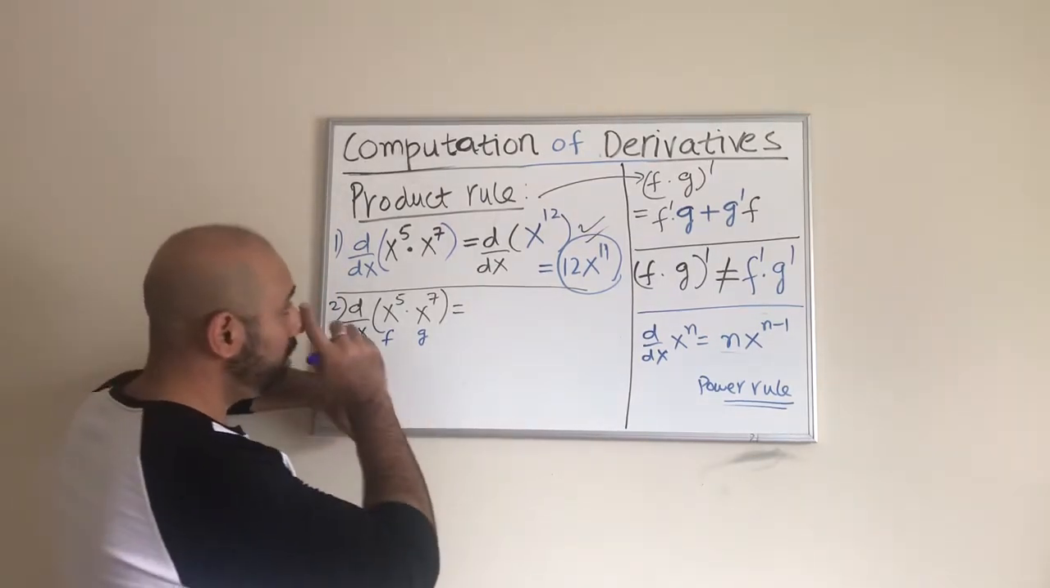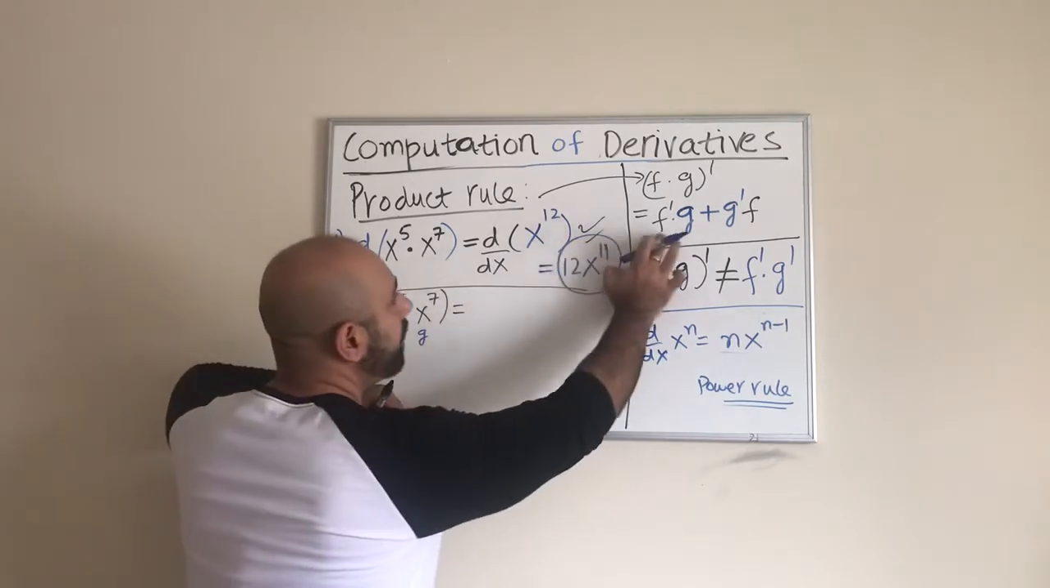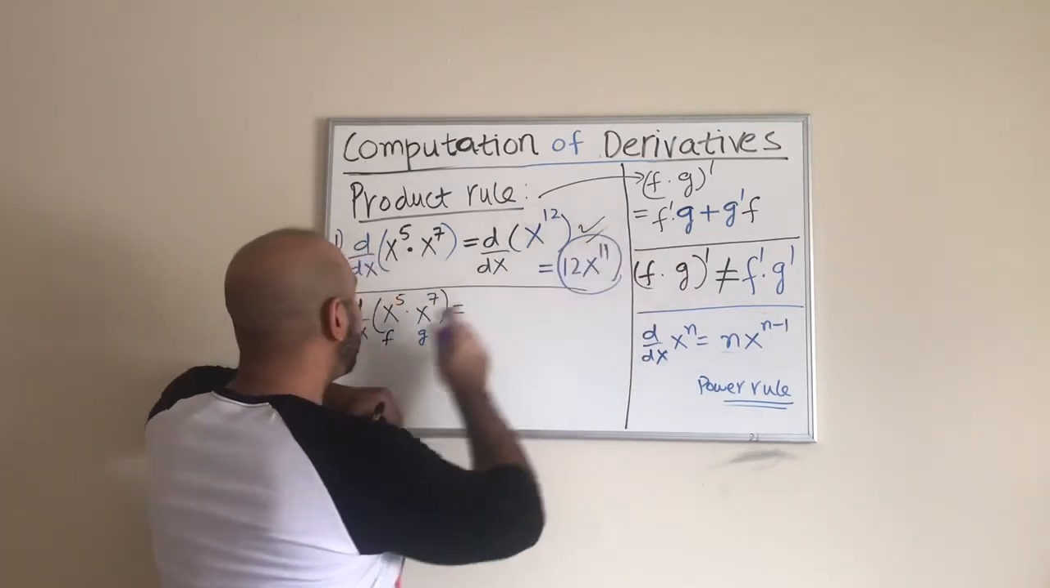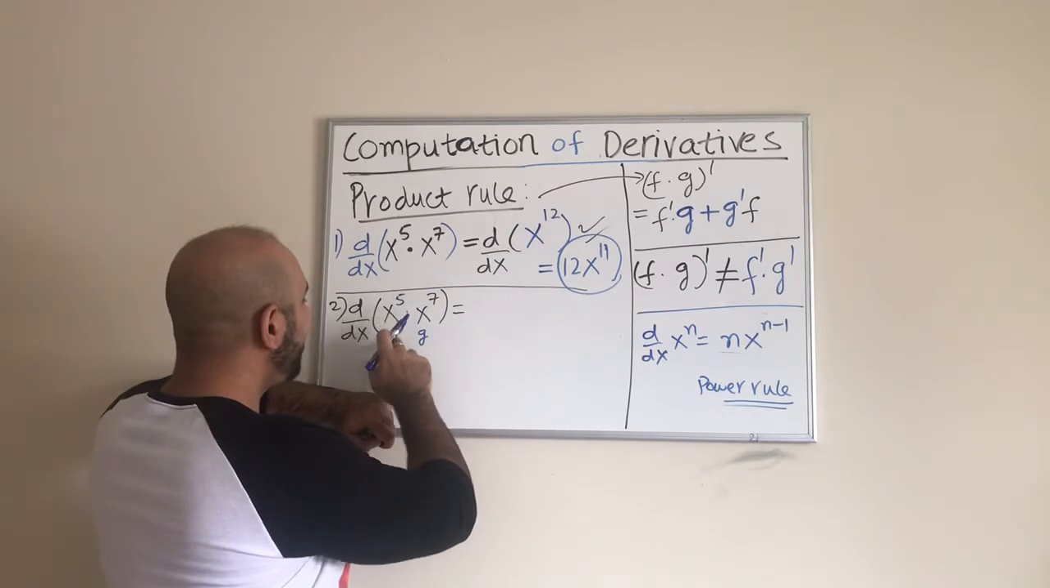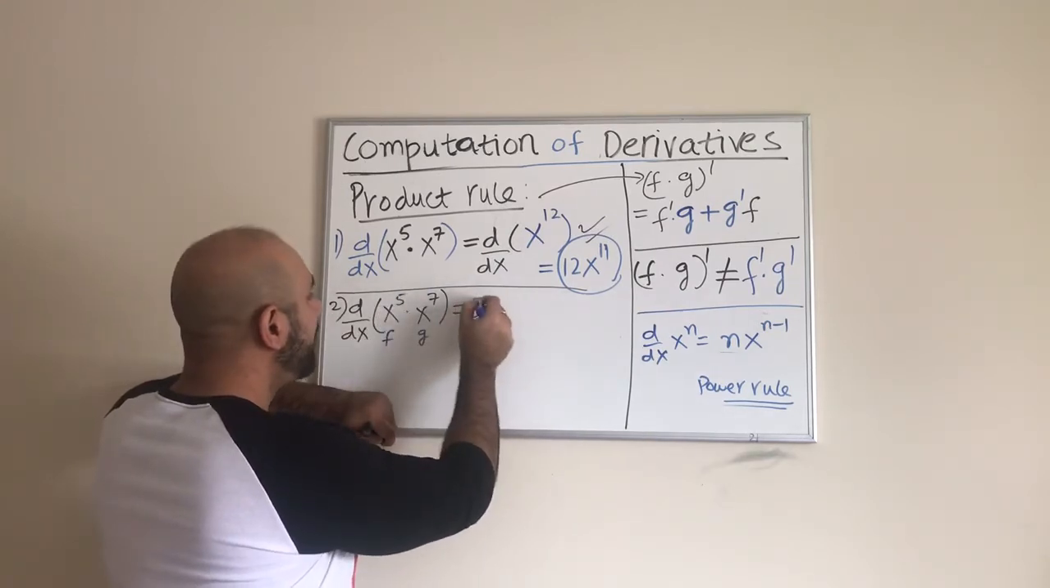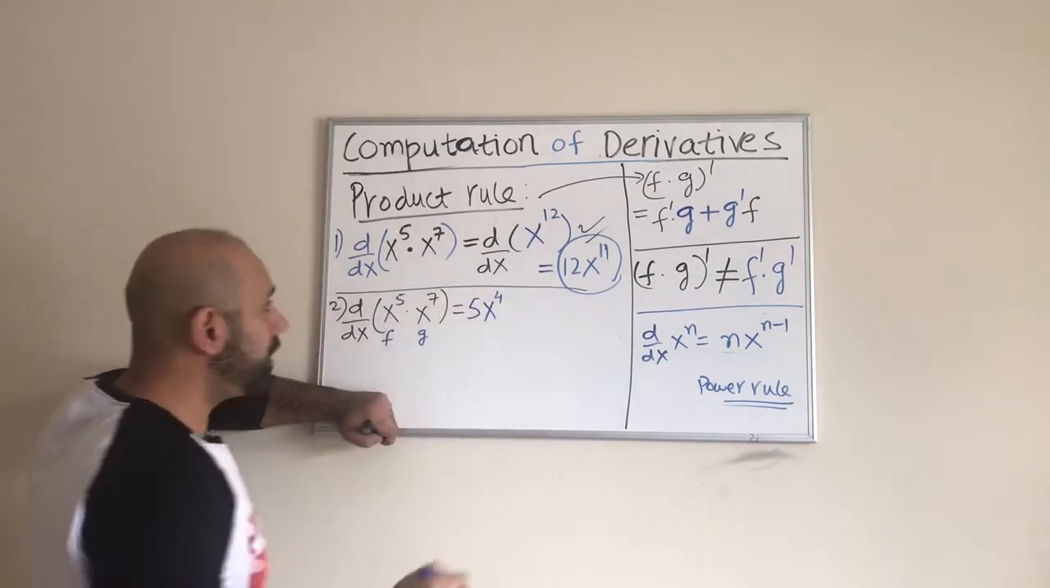So let's go ahead and use the product rule. Using the product rule, it says take the derivative of the f function. So we identify this as f. So derivative of this is what? 5 x to the power 4, right? Using the power rule.